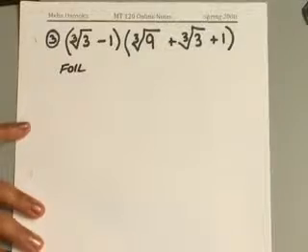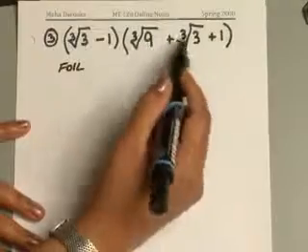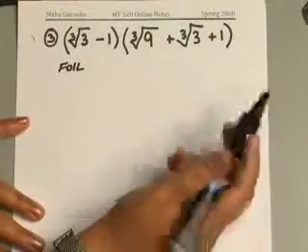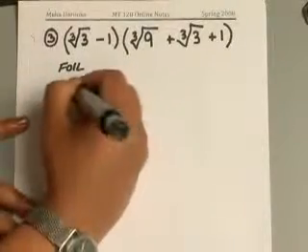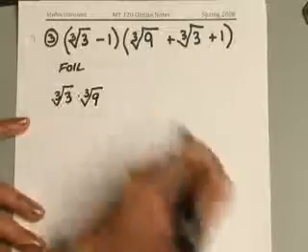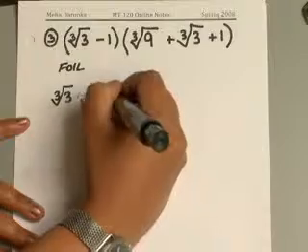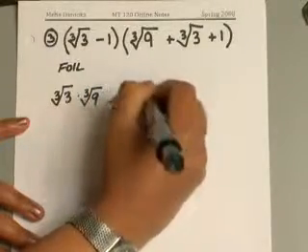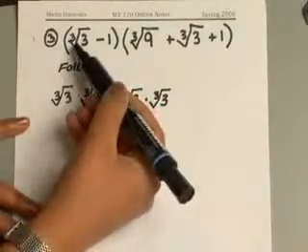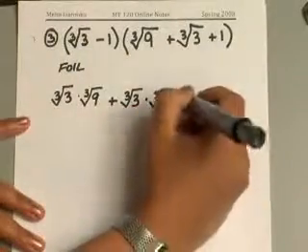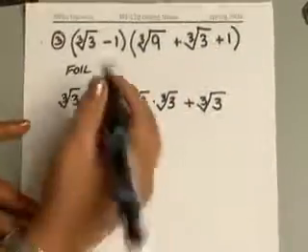So we'll again use the whole idea of FOIL here. We'll start with cube root of 3 and multiply it into all the 3 terms for the other side. So cube root of 3 times cube root of 9, that's our first step. Then cube root of 3 times cube root of 3. Okay, then cube root of 3 times 1, which will be a positive cube root of 3. Okay, so that's with the first number.